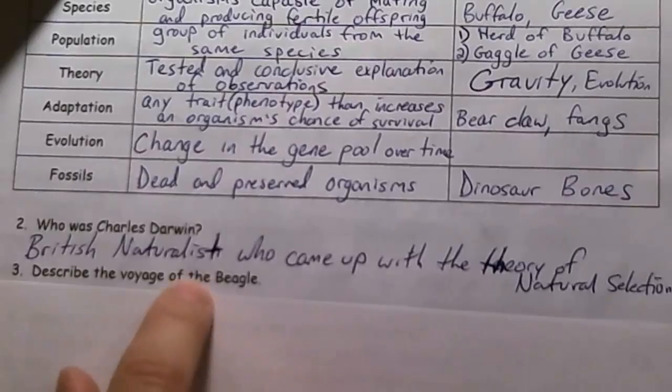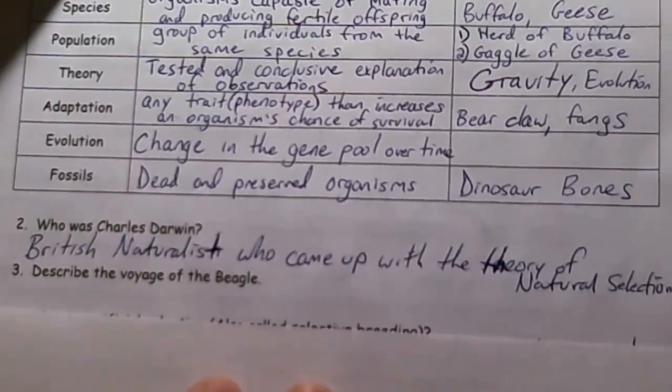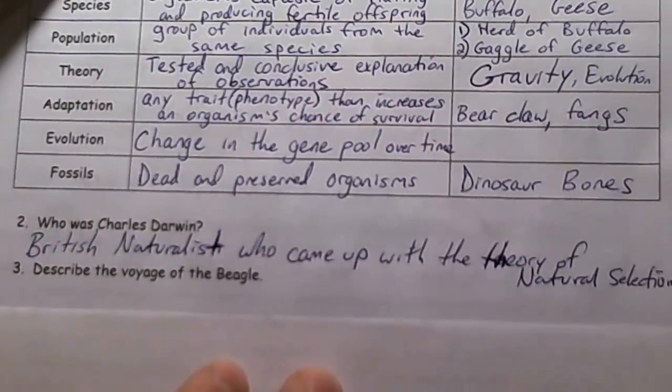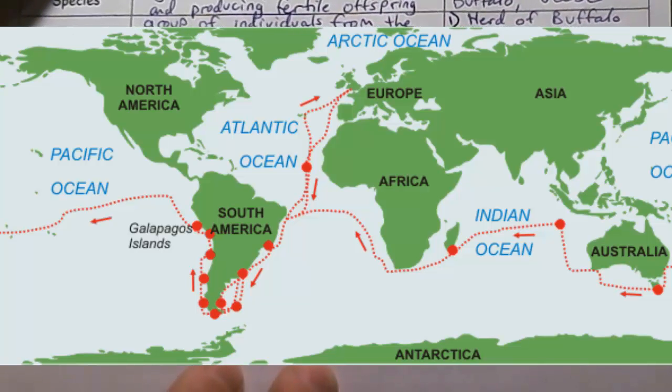Describe the voyage on the HMS Beagle. The Beagle was the ship that Charles Darwin traveled around the world on. So I'm going to show you a picture of his voyage. He left from Britain, went around South America. He stopped for a long time in the Galapagos Islands. He went over to New Zealand, around to Australia, around Africa, and back up to Britain. That was his voyage on the Beagle.